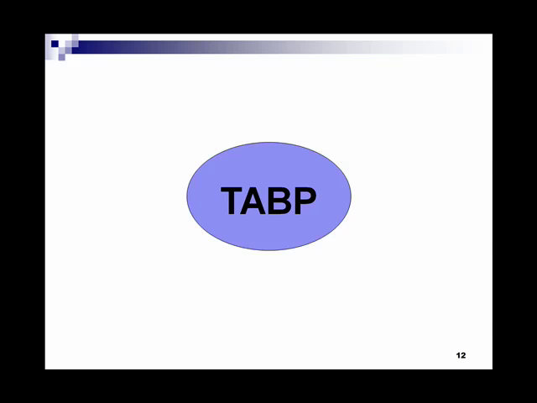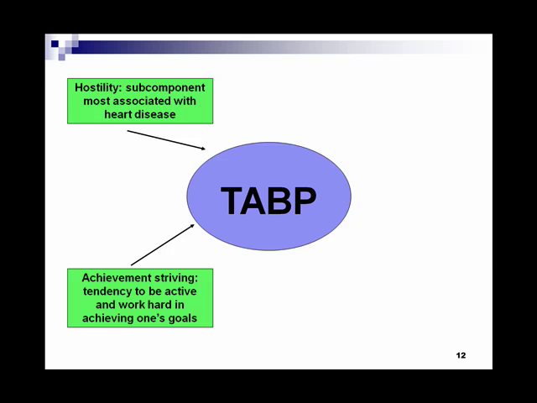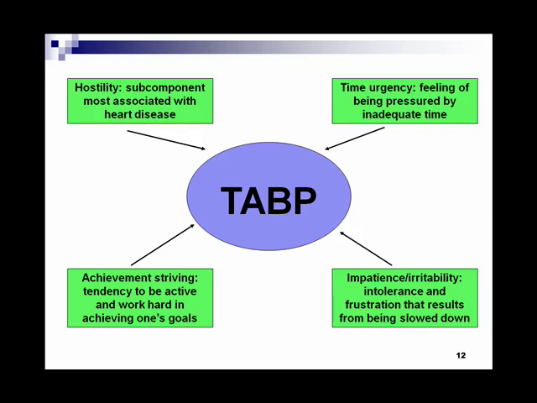There are four different subcomponents of the type A behavior pattern. There's the hostility subcomponent, which is most associated with heart disease. Then there is that tendency to be very achievement striving. There is the impatience and irritability. These are the people who get very frustrated when they're slowed down, and they hate to be in the grocery line behind someone who's taking too long. And then there's time urgency, which is the sense that they never have enough time to do things.